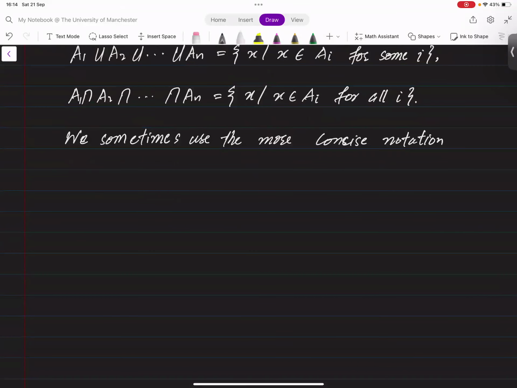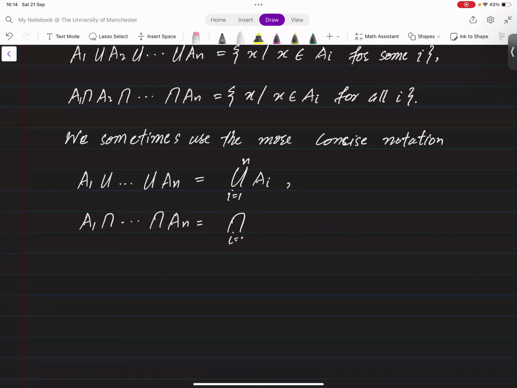That notation is that if you are doing a union of n sets, you can express it as union i=1 to n of A_i. And similarly, if you're doing an intersection of n sets, you can express it as intersection i=1 to n of A_i. Okay.